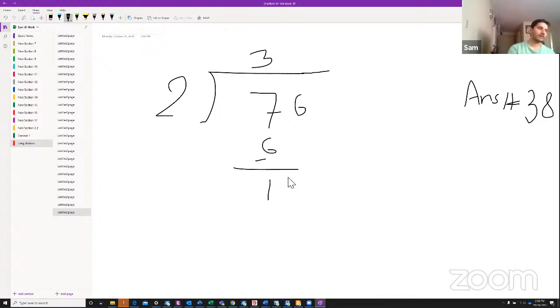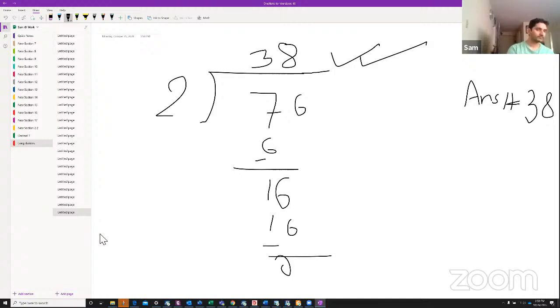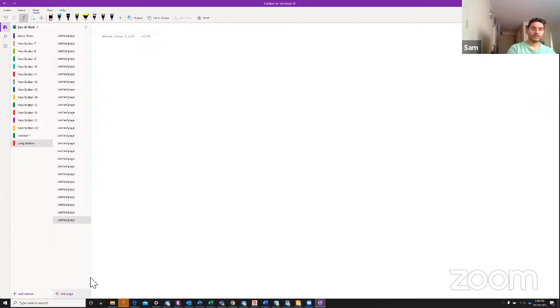We have a 6 dropping down, it's a 16. Divide 16 by 2, it's going to be 8. 8 times 2 is going to be 16, and 16 minus 16 is 0. So 38, that's the right answer. Okay, so we have a 78. We're going to divide by 6.